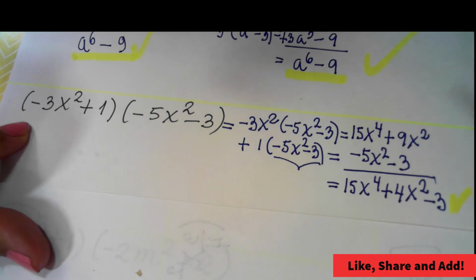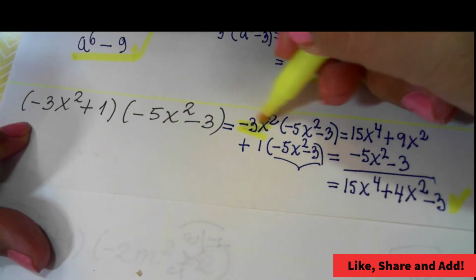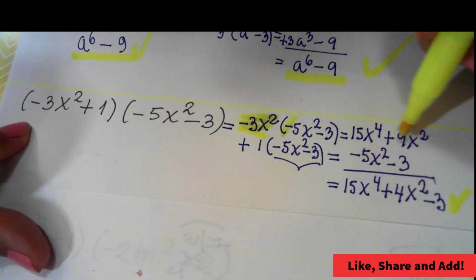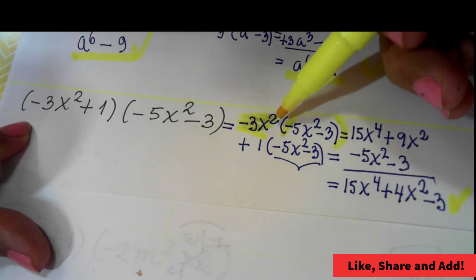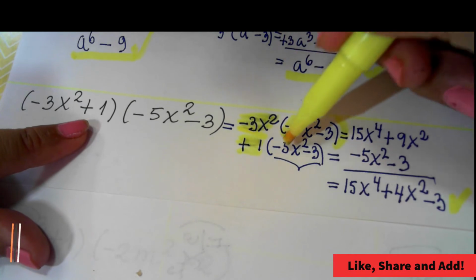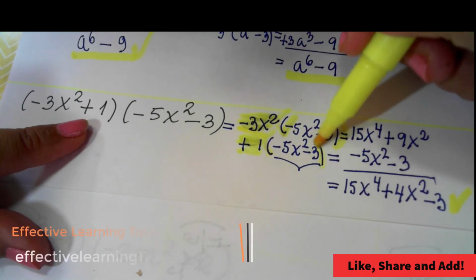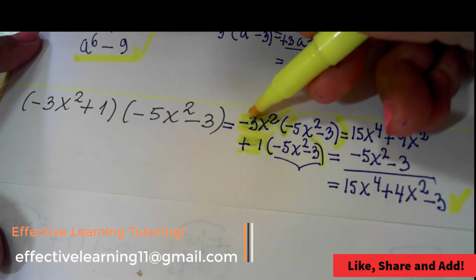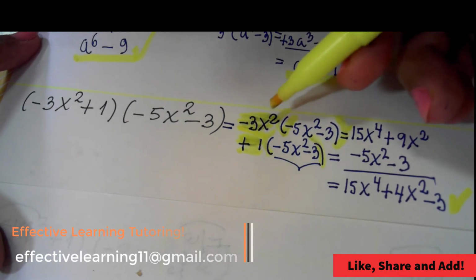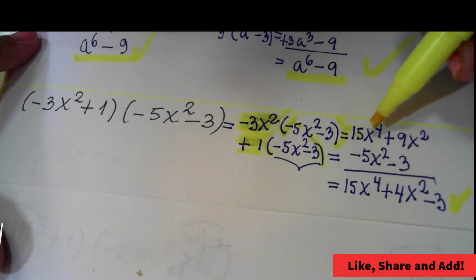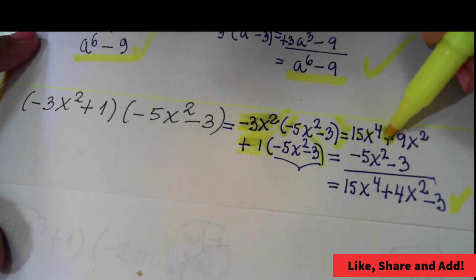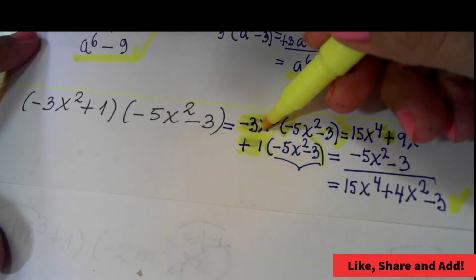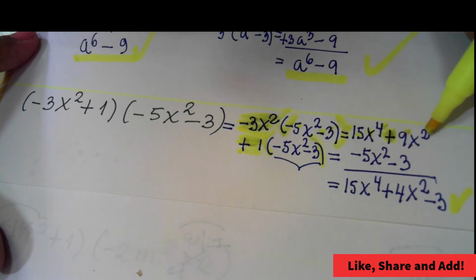Negative 3x squared, we have to multiply the first expression with the whole term. Negative 5x squared minus 3. And the second is plus 1 with the whole term again. Okay? So negative and negative is positive. 3 times 5, 15. X squared times x squared is x4. Negative and negative is positive. 3 times 3 is 9. X squared by itself is x squared.